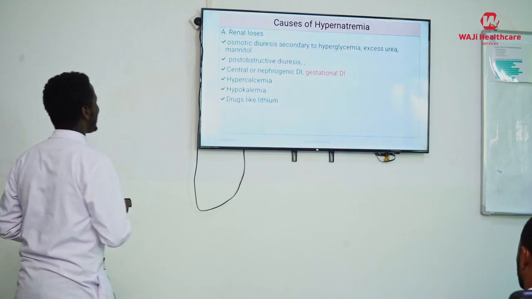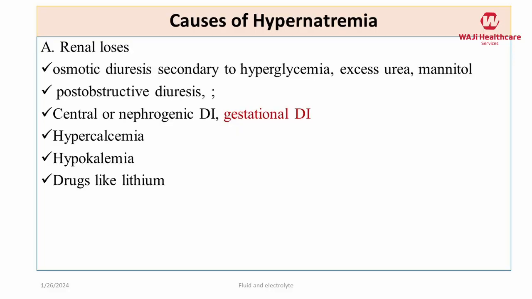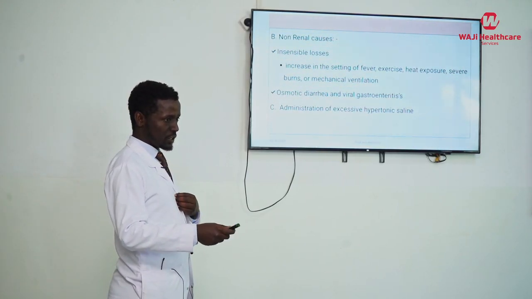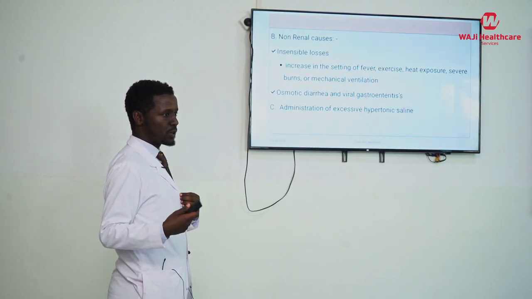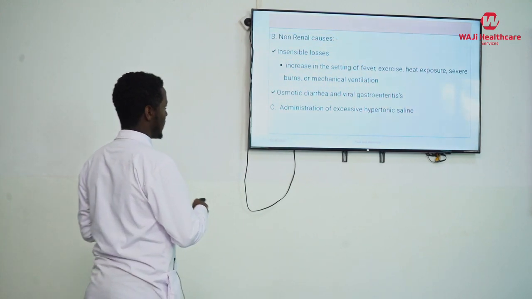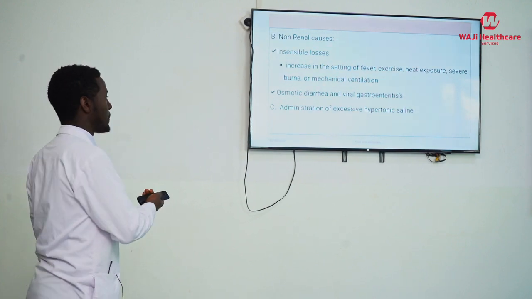I think I am running out of time. So causes of hypernatremia could be renal loss and non-renal causes like insensible loss, such as burns, and others like osmotic diarrhea. Diarrhea carries both hyponatremia and hypernatremia risk. Osmotic diarrhea usually leads to hypernatremia because the predominant loss in osmotic diarrhea is fluid. In secretory diarrhea there is secretion of both electrolyte and fluid, so secretory diarrhea usually leads to hyponatremia, but osmotic diarrhea, like viral gastroenteritis, might cause hypernatremia.